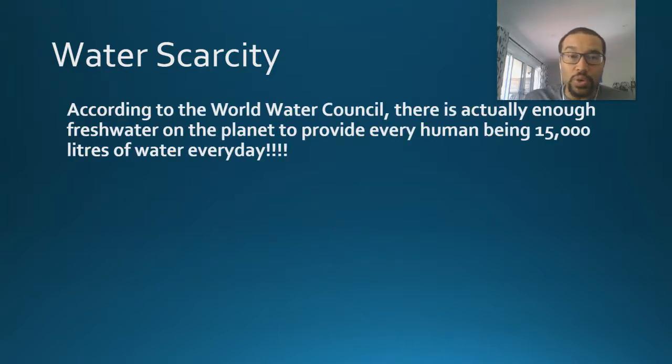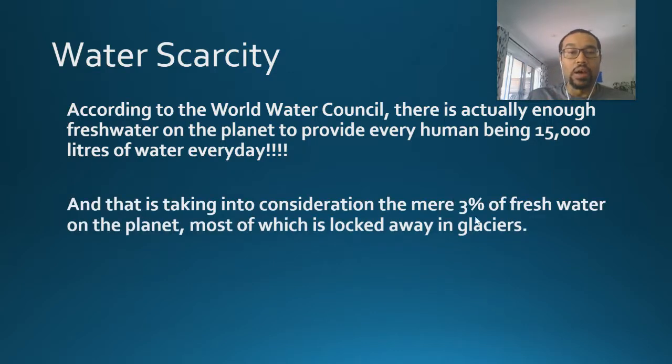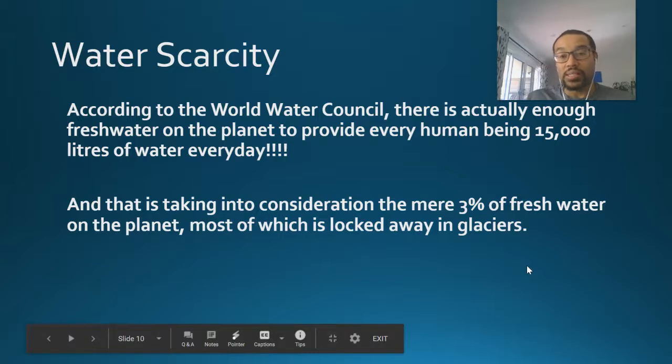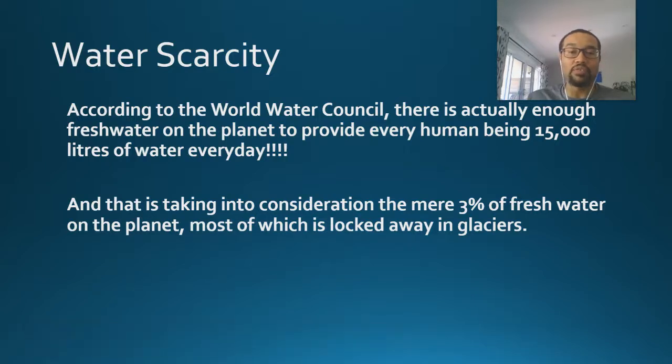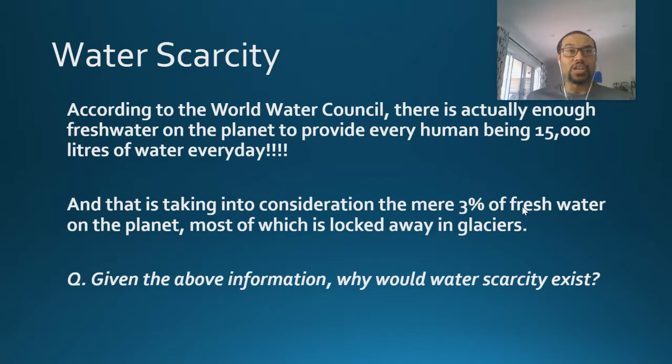First off, according to the World Water Council, there is enough fresh water on the planet for everyone to have more than enough to drink, to grow their crops, etc. And that's even considering the fact that most of the fresh water that we have, fresh being not salt water, is actually locked away in ice. So even considering all that, there's still more than enough fresh water on the planet to support all 7.5 billion people, a little bit more maybe now, that are on planet Earth.